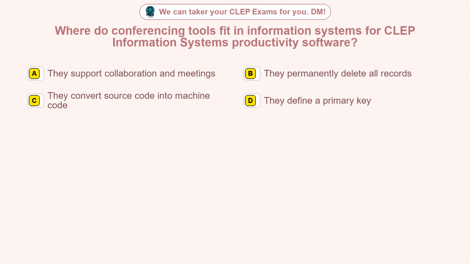Question 5. Where do conferencing tools fit in information systems for CLEP Information Systems productivity software? Option A. They support collaboration and meetings. Option B. They permanently delete all records. Option C. They convert source code into machine code. Option D. They define a primary key. The correct answer is option A. They support collaboration and meetings.